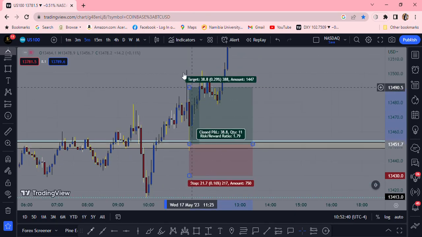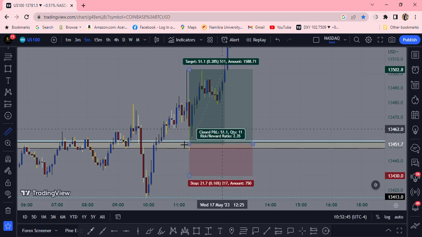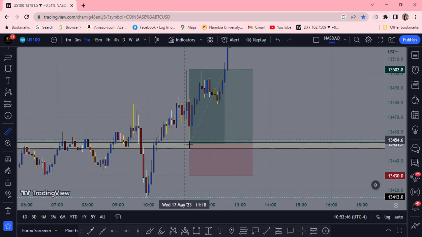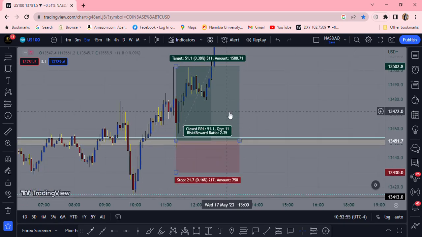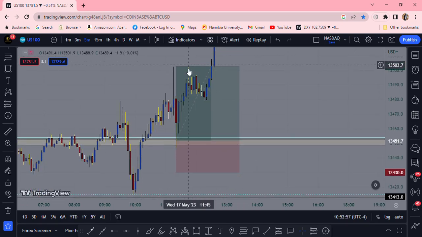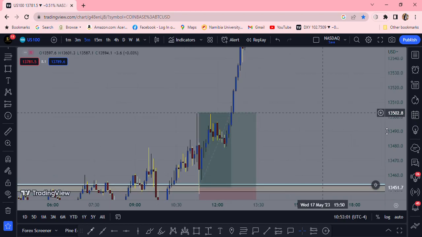So I actually did this. Boom. Oh yeah, I'm done for the day. How many pips is that? 49 pips. And risk to make, yeah, 50 pips, guys. So yeah, that was it.